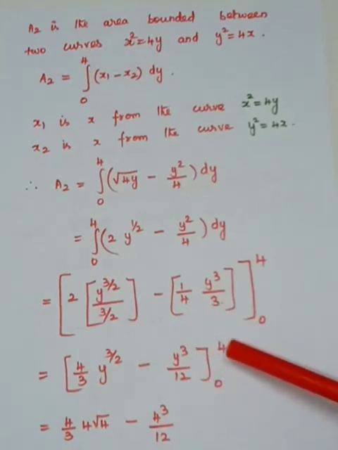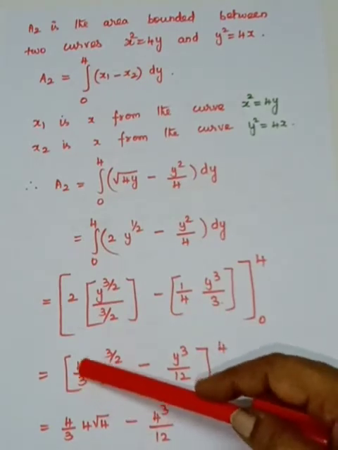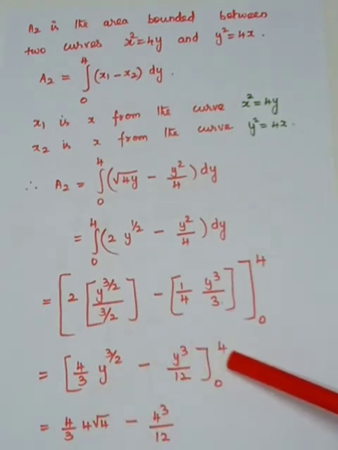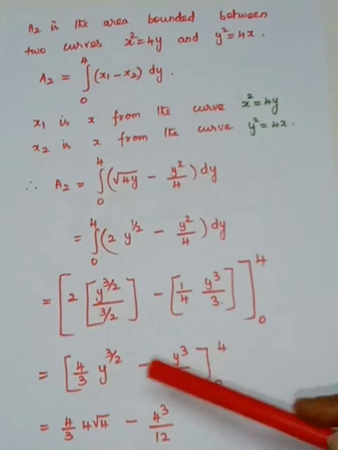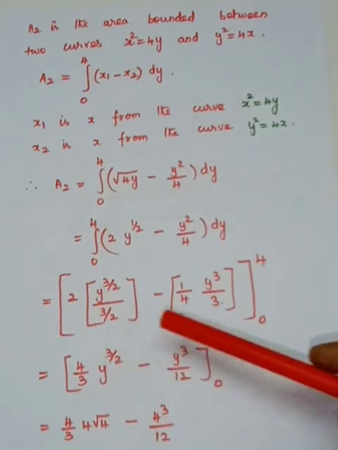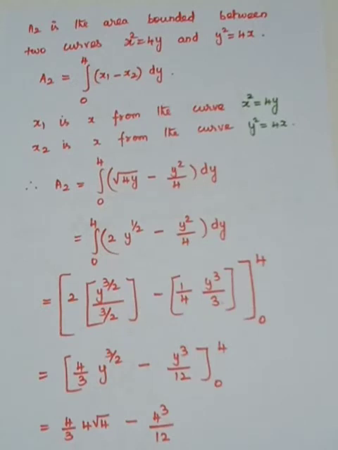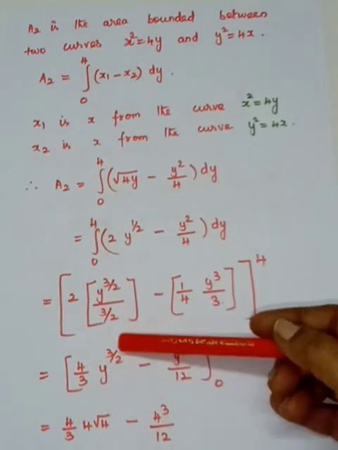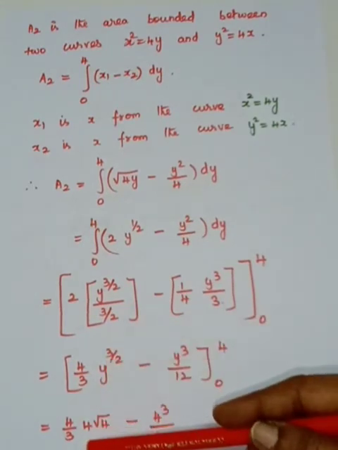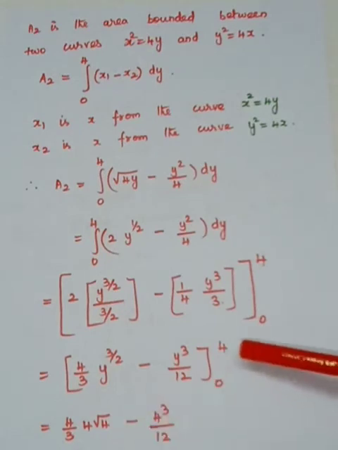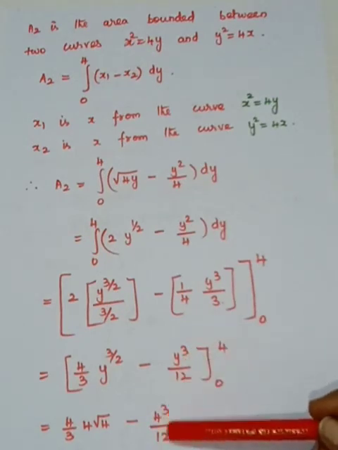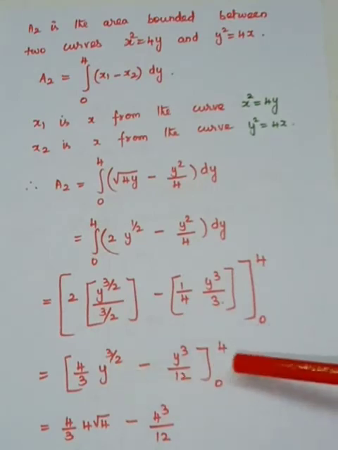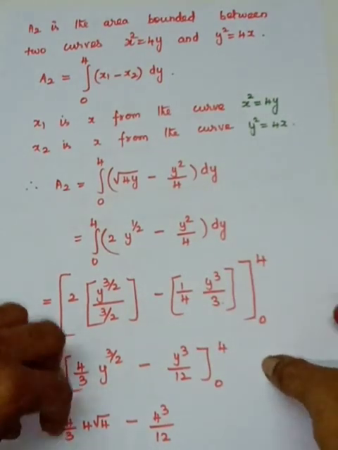And the limits vary from 0 to 4. So 4 by 3 is written here. In the place of y, you have to apply the upper limit. So in the place of y, you have to substitute 4. It is 4 power 3 by 2. So 4 power 3 by 2 can be written as 4 root 4, since 4 power 1 and 4 power half, if you add, is 4 power 3 by 2. Minus, so if you apply the upper limit, it is 4 cube by 12. When you apply the lower limit, everything will be 0. So you will have only this.